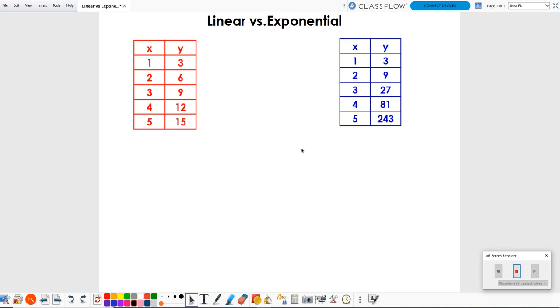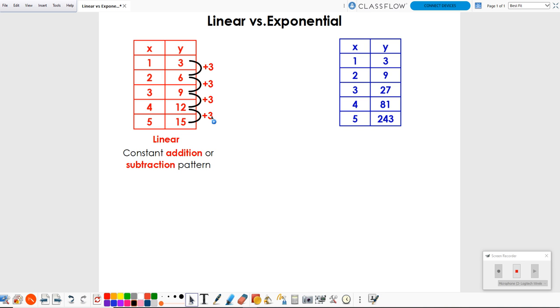So I'm going to show you how you can tell the difference between a linear function and an exponential function. The first thing we're going to look at is tables. This is a linear function. And when you look at the table, specifically the y values of the table, what you're going to notice is in a linear function you have a constant addition or subtraction pattern. So if you look at this pattern, the y values are constantly increasing by 3.